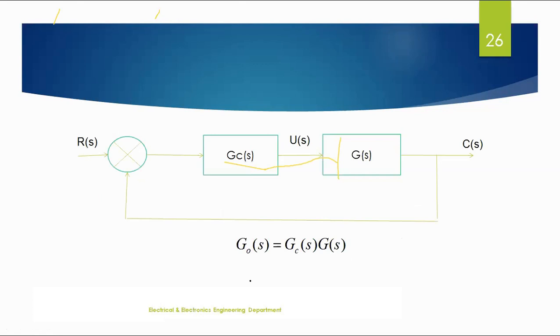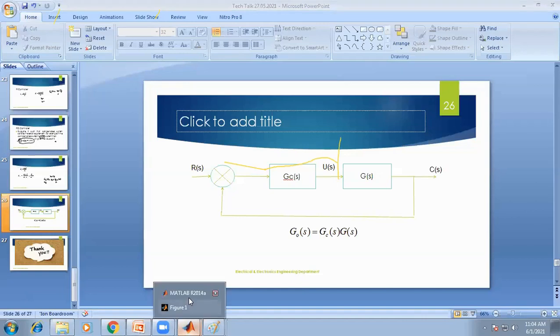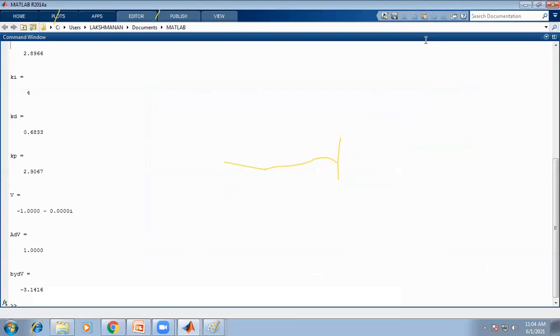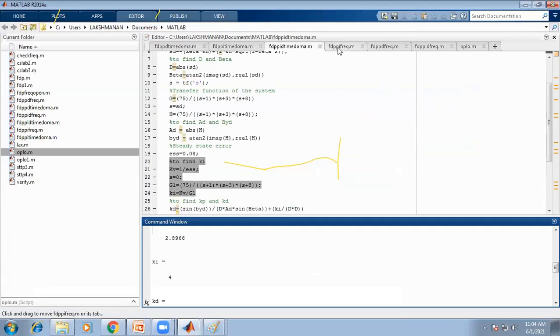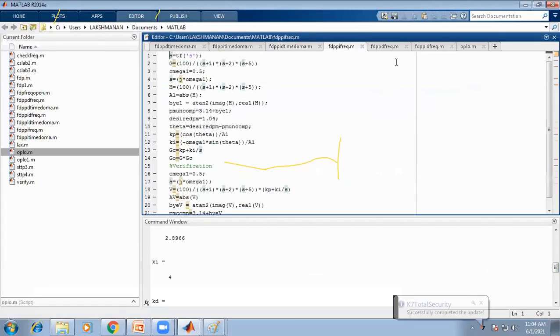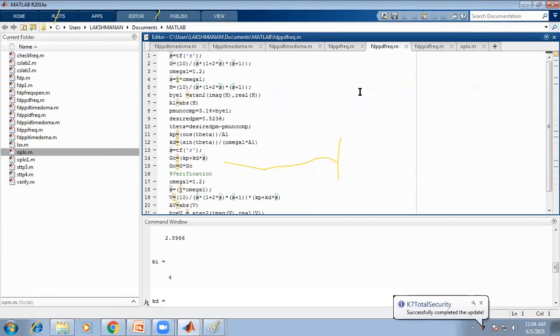Then the final verification: G naught of S equal to GC of S into G of S. So now we can verify that concept for the PD controller.